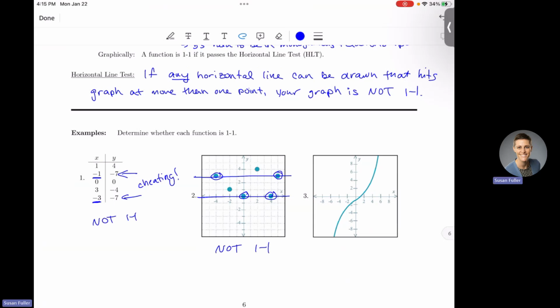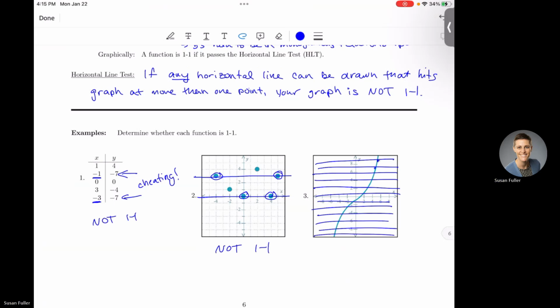And then how about in number 3, is this one-to-one? Well, I'm going to look at horizontal lines, pretend these are all horizontal. All of these only touch my graph at one point, right? Just one point for every single one of these. Yes, this is in fact one-to-one. It passes the horizontal line test.